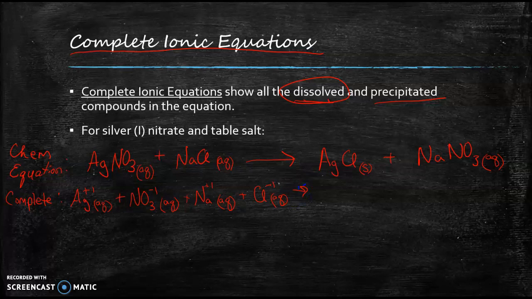For our products, the silver 1 chloride is a solid. It is a precipitate. Because it forms a precipitate, it does not dissolve. It is insoluble. Therefore, we do not split up this molecule. It is a solid. It stays a solid. Because it is a solid, it is still bonded and does not get a charge. The sodium nitrate, however, is aqueous and it will split apart.